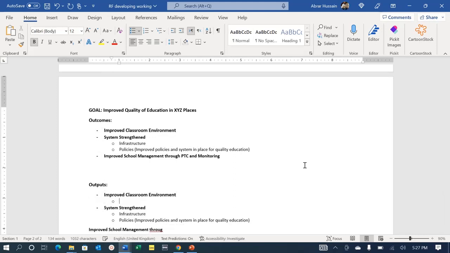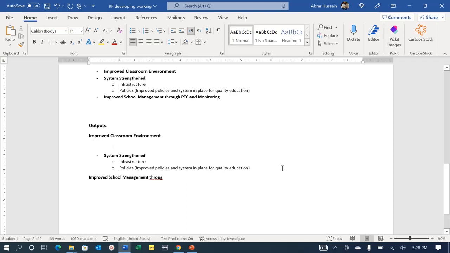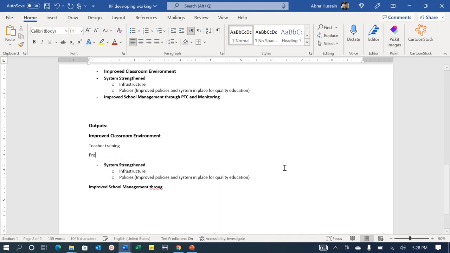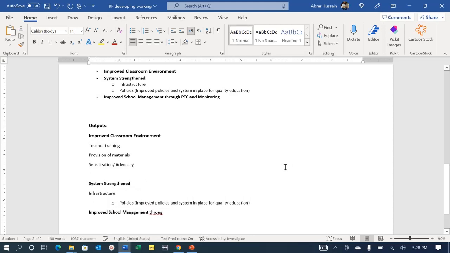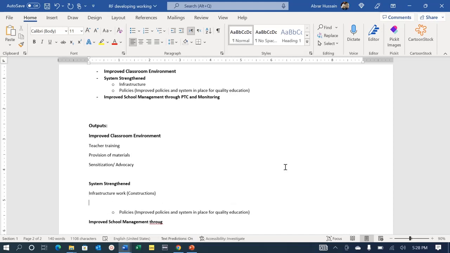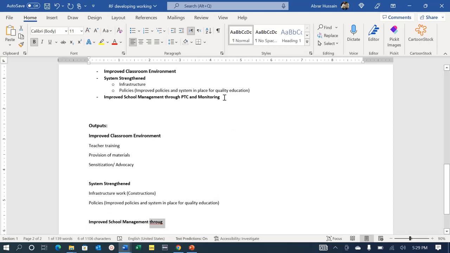So for example, if classroom learning environment I am going to improve, for this, obviously, I will need to focus on teacher training, provision of materials, then there would be sensitization and advocacy for these to ensure these proper material, etc. So this is related to the improved classroom environment. And then system strengthening, infrastructure work, construction if possible, if not possible, then there are some policies. There you will need to do advocacies. So these policies for system strengthening, and then for school management through PTC and monitoring.